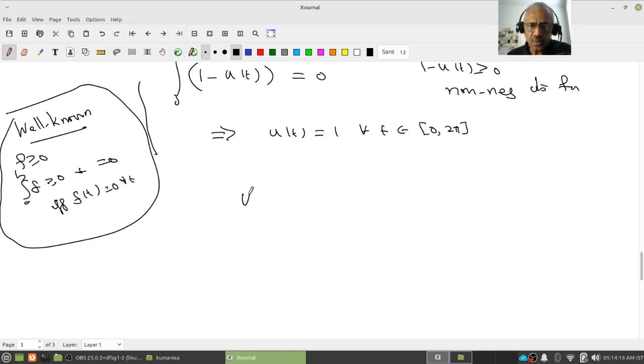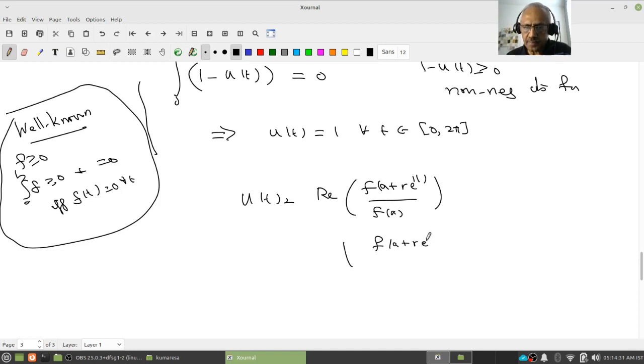Now let us look at what is u of t. U of t is the real part of this fellow, f of a plus r e power i t by f of a, right? And the modulus of this fellow, f of a plus r e power i t by f of a, is less than or equal to 1. You understand that? But the real part is already equal to 1.